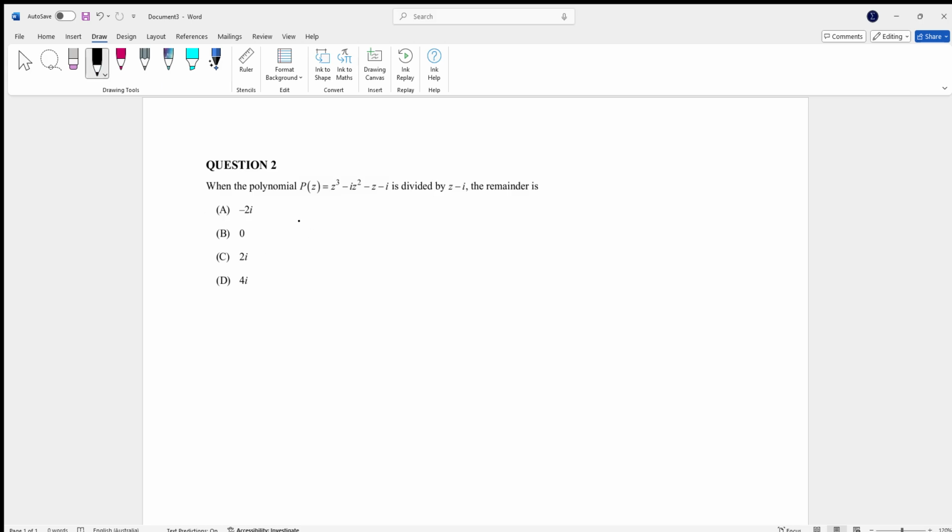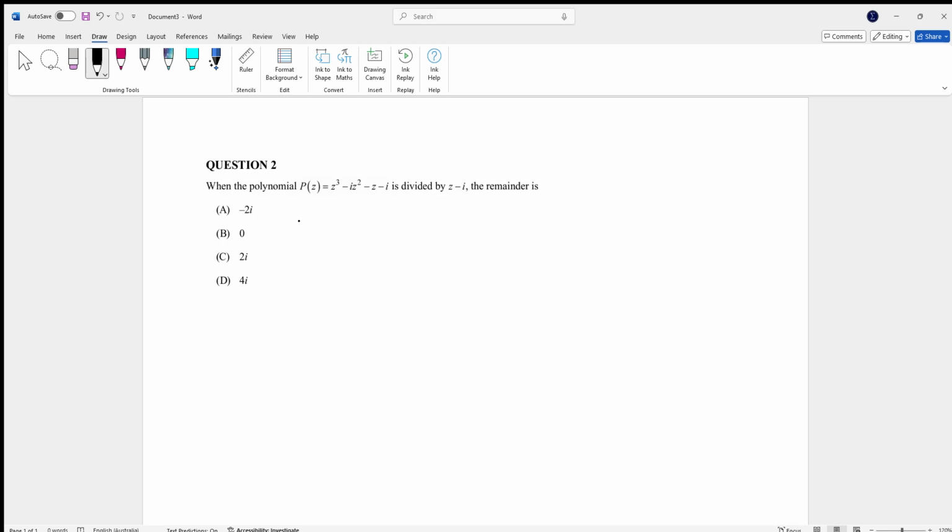So question 2, in my opinion, is a bit of a tricky multiple choice question because it's very time consuming. Not because it's hard, well it is hard, but it is very time consuming. The general rule is 1 mark per multiple choice, so it should only take you about a minute. This will take more than a minute.